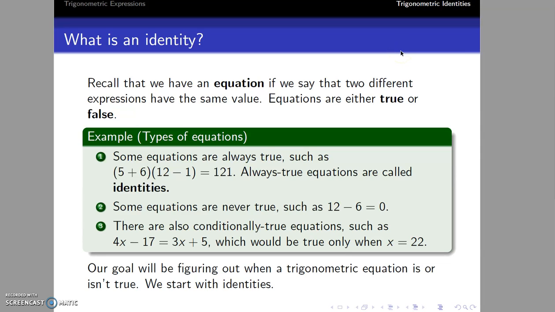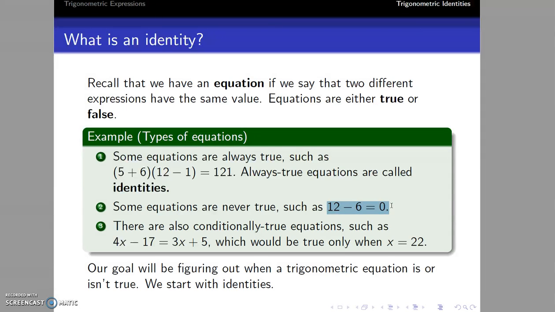If we have an expression, okay, well and good, but if we take two expressions and say they're equal or they have the same value, then we have equations, and equations can be true or they can be false. For instance, the equation 5 plus 6 times 12 minus 1 equals 121 is always true. That is an identity. Of course, you can also have equations that are never true. For instance, 12 minus 6 equals 0 is never true.